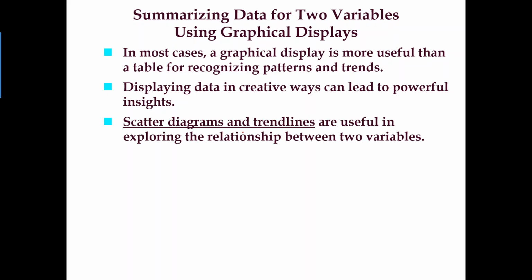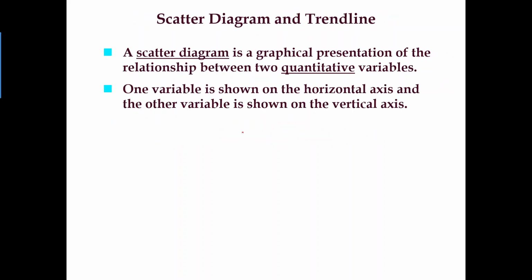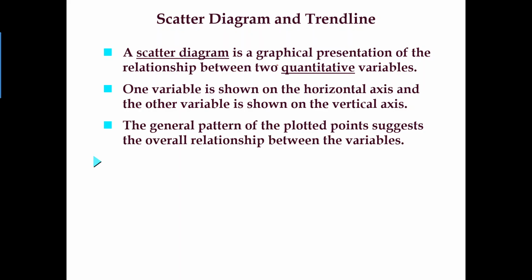This method is called a scatter diagram with trend lines. They are useful in exploring the relationship between two variables. However, we do have a limitation. The big limitation for this method is you have to make sure both variables are quantitative data. If you think about the previous method, cross tabulation, it doesn't matter if one is quantitative and one is categorical; you can always use cross tabulation to identify the relationship. However, if you are thinking of using a scatter diagram, you have to make sure both variables are quantitative.